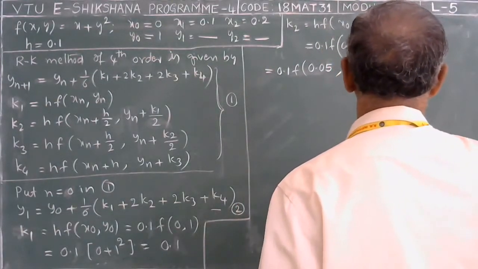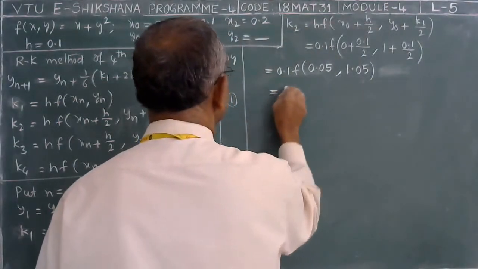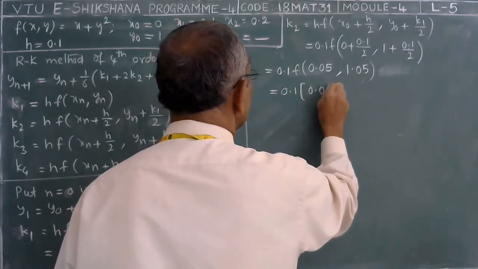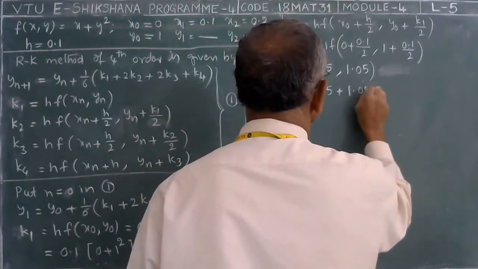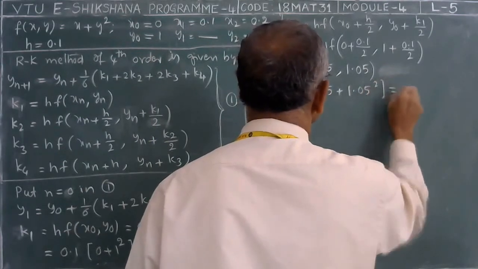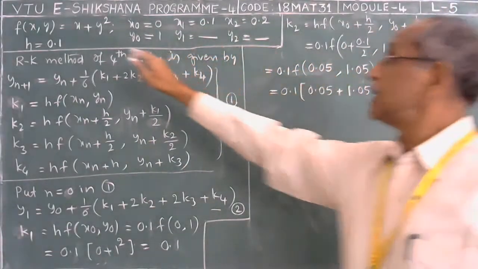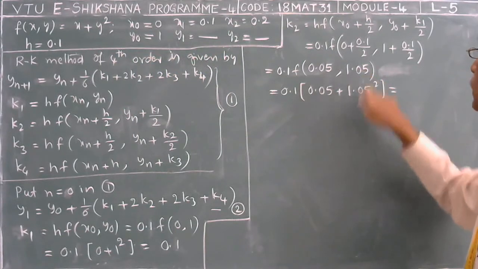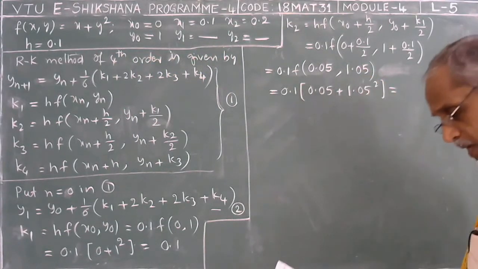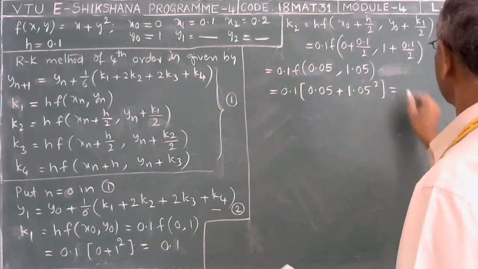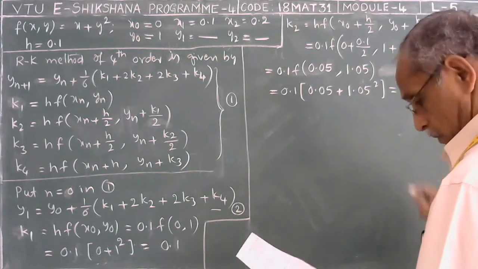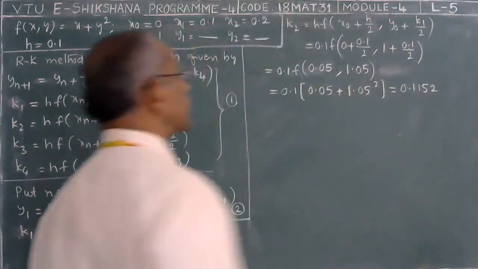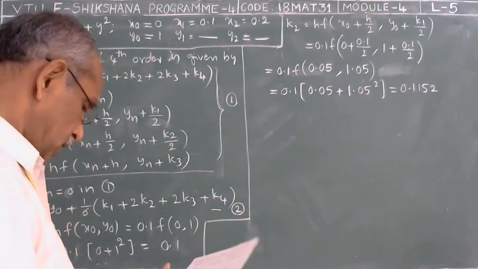By definition, this is 0.1 into 0.05 plus 1.05 whole square, x plus y square. If you carefully calculate this, you get 0.1152. This is your k2.